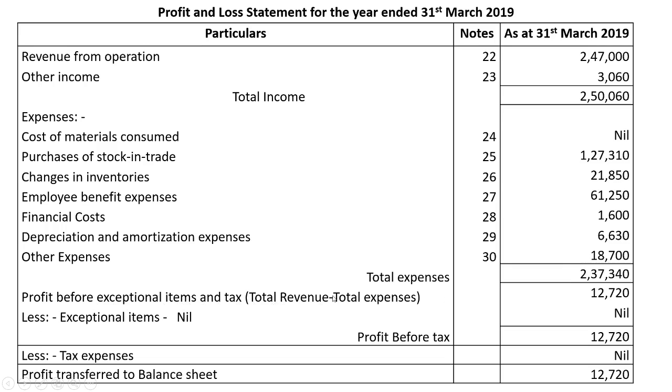From the total income, you are going to less the total expenses, that is profit before exceptional items and tax. That is total revenue minus total expenses. Here the total revenue means the total income is 2,50,060. From that less total expenses of 2,37,340. The difference is 12,720 rupees. This 12,720 rupees is treated as the profit before exceptional item and tax. So from total income, total expenses we less. Total income is 2,50,060 rupees. If we less total expenses of 2,37,340 rupees, the remaining balance is 12,720 rupees. That we call profit before exceptional items and taxes.